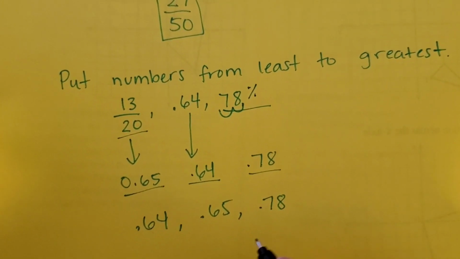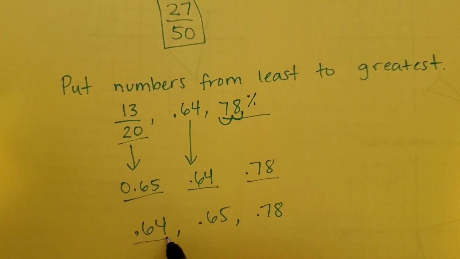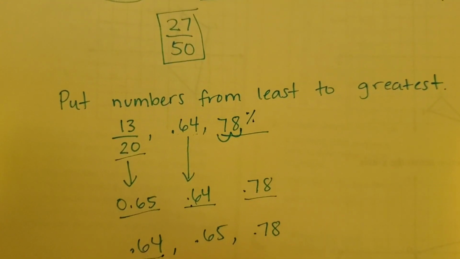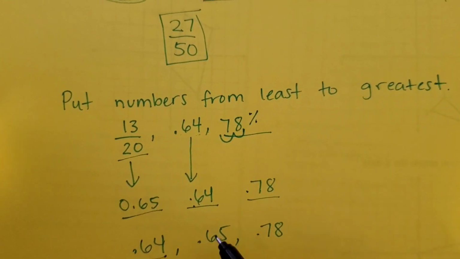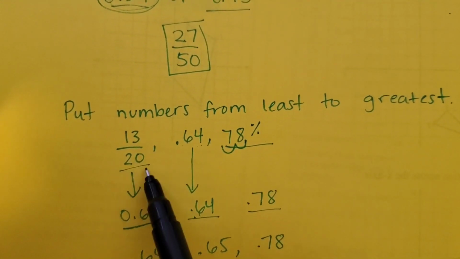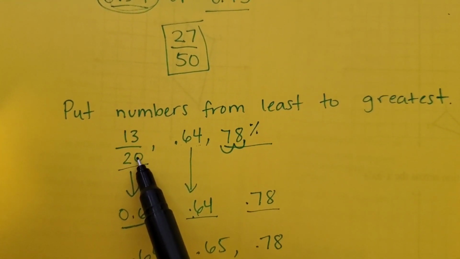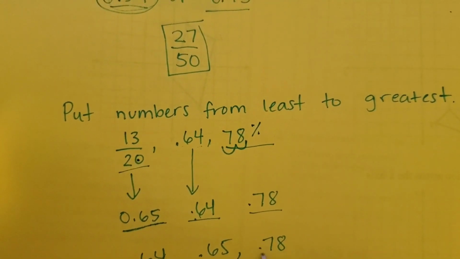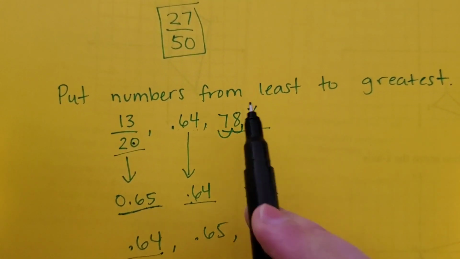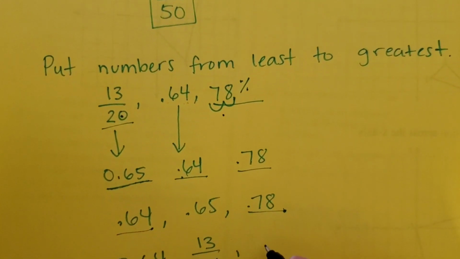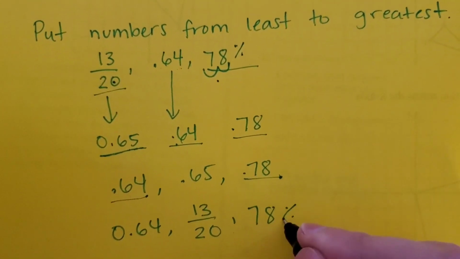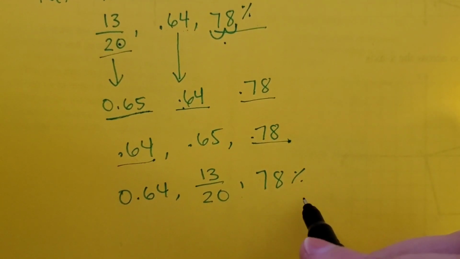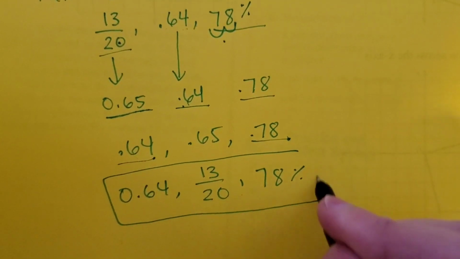They're in order now, but you have to use the original numbers. So I'm not going to put 0.64, I'm going to use the original one, which didn't change, so that one was 0.64. For the 0.65, I'm going to use the fraction, which is what I started with, so 13 over 20. And for the 0.78, I'm going to use the original number, 78%. Once you put them in order and have them in their original forms, that would be your answer right there.